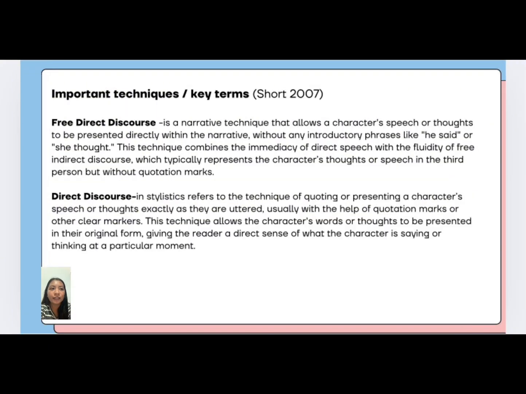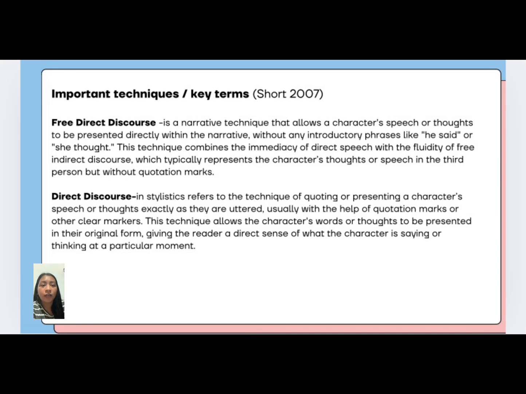I have here the important techniques in representing speech and thought. So the first technique is the free direct discourse. The free direct discourse is a narrative technique that allows a character's speech or thoughts to be presented directly within the narrative, without any introductory phrases like "he said" or "she thought." This technique combines the immediacy of direct speech with the fluidity of free indirect discourse, which typically represents the character's thoughts or speech in the third person but without quotation marks.